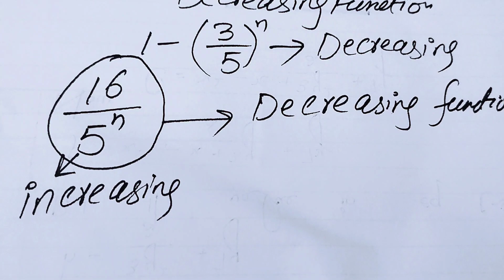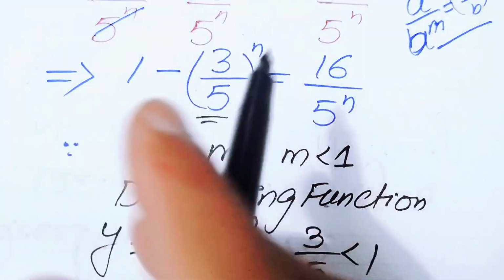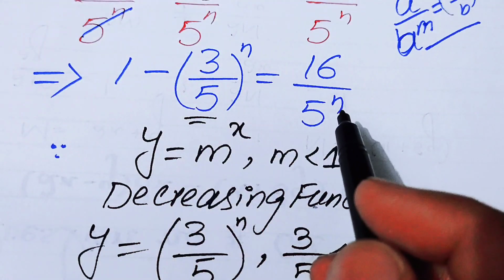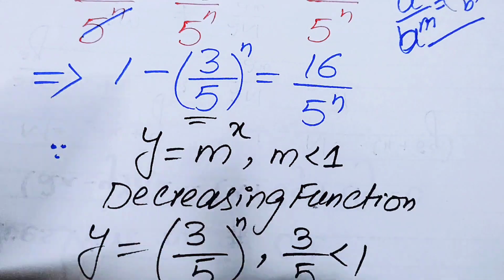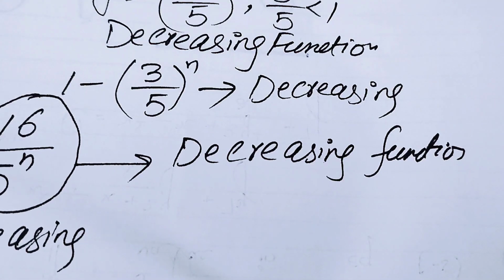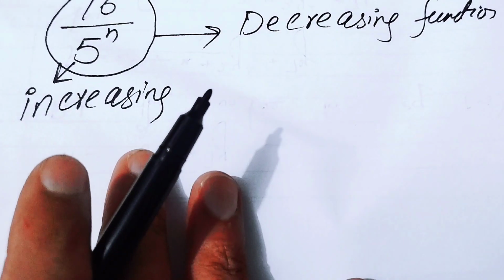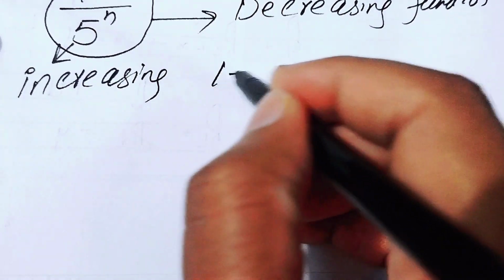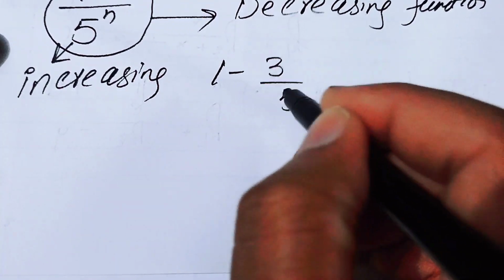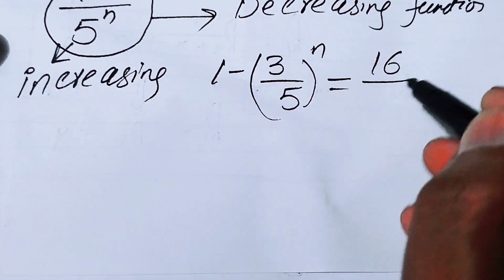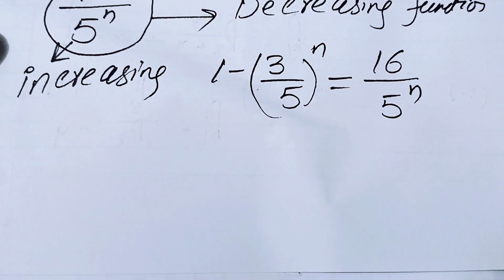So now after this step you can focus on both of the sides, and you see that the left hand side is a decreasing function, and also the right hand side is a decreasing function. And you can draw the graph of these functions. Here you have the statement of the given question: 1 minus 3 over 5 to the power of n is equal to 16 over 5 to the power of n.